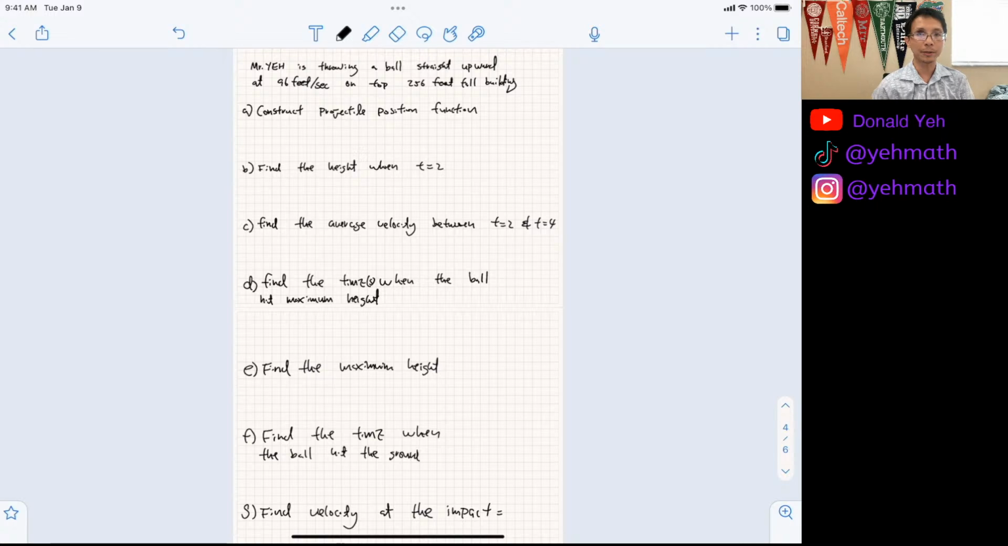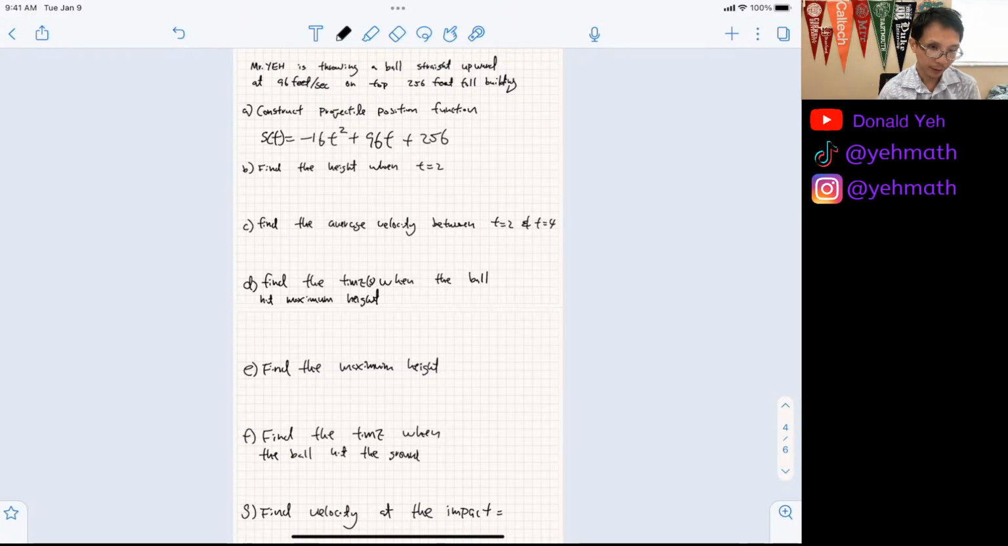So construct a projectile position function. s of t is equal to, not just 256, it's an equation. Negative 16 t squared plus 96 t plus 256 feet. Yep, that's it. 256, no t. So that's a position function.